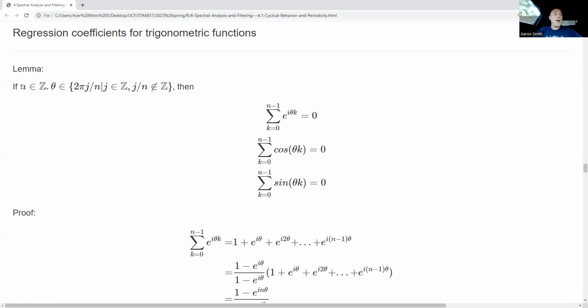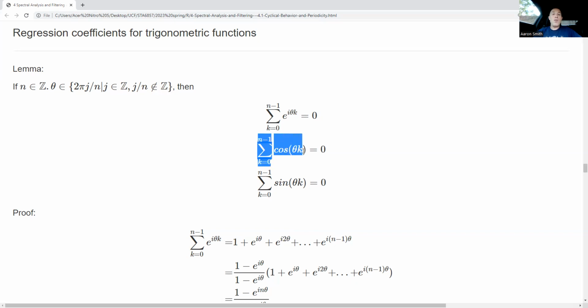All right, so if n is an integer and I have an angle equal to 2 pi j over n, where j is an integer value and j over n is not an integer, then if I take that angle, and so I've got constant arc length around the unit circle, and I add up the x coordinates and the y coordinates along the unit circle like that, I'm going to get 0 for the sum of the x coordinates, sum of the y coordinates. And that's what I'm saying here.